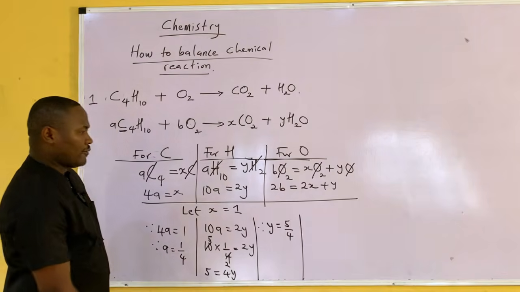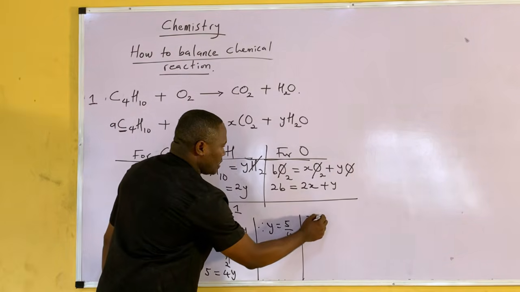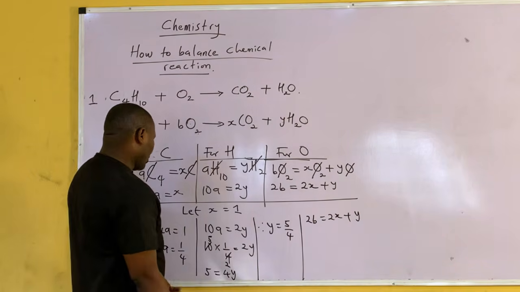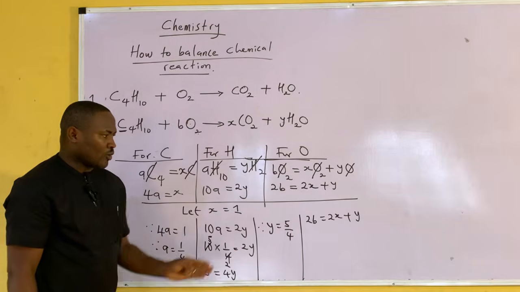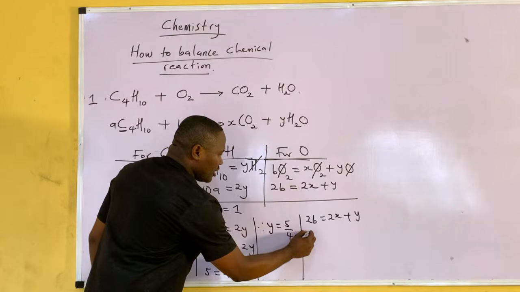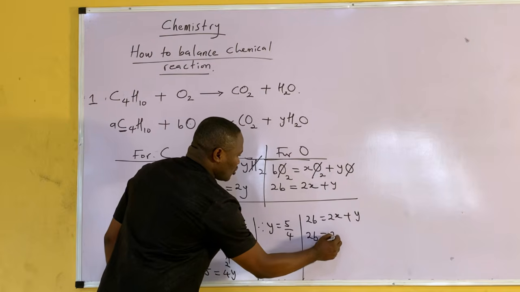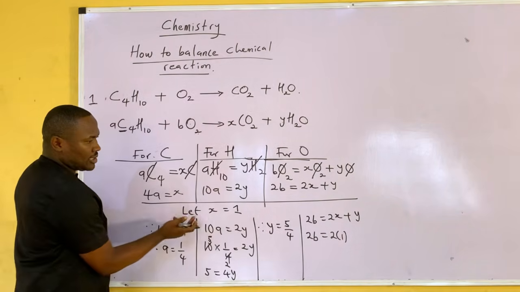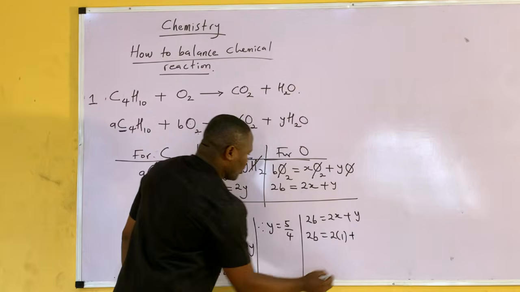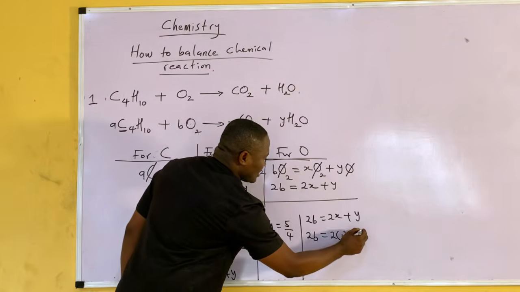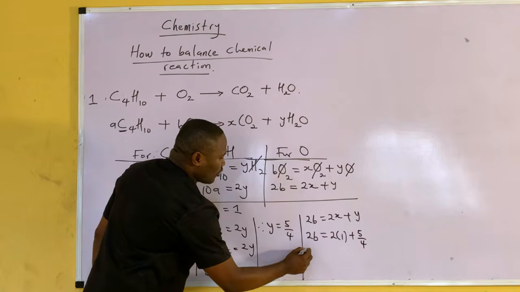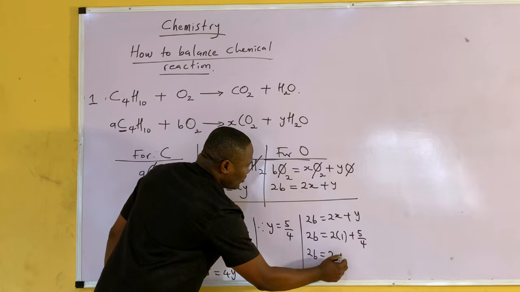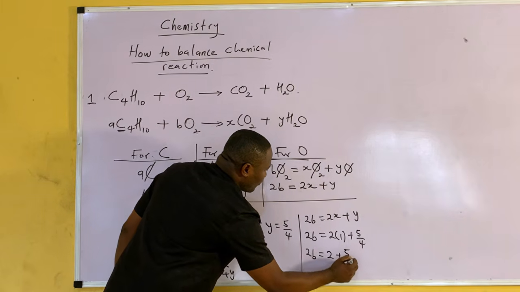What do we have? We have 2b equals 2x plus y. There is no b on the other side, so 2b is equal to 2 bracket 1, because x is 1. Remember we said so here. Then plus, what's our y? Our y is 5 over 4. So 2b is equal to 2 plus 5 over 4.